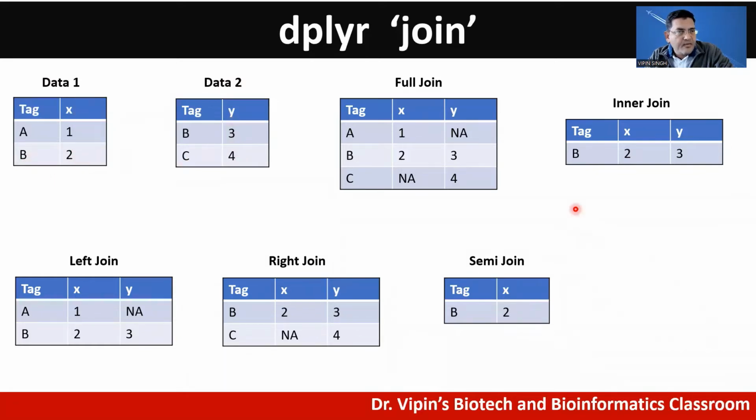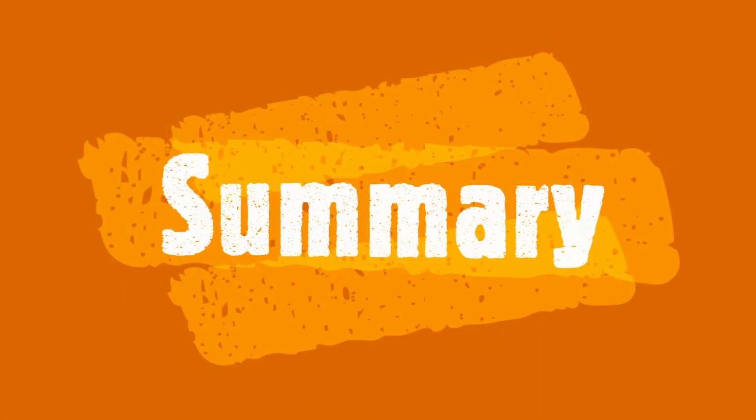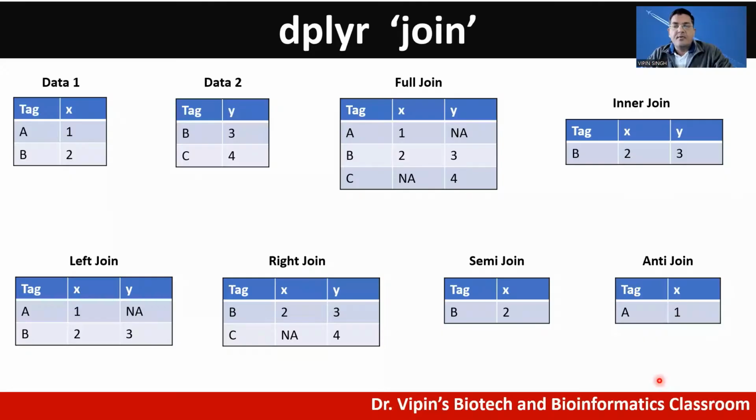And likewise, you also have anti-join. So when you say anti-join data 1 and data 2, it gives you the data for data 1 which is not found in data 2. For example, here in this case, A is exclusive to data 1. So you'll have A and its value X in the dataset now. So now we have completed the basic commands in join. We'll now go for a practical demonstration, and probably you'll understand even better.